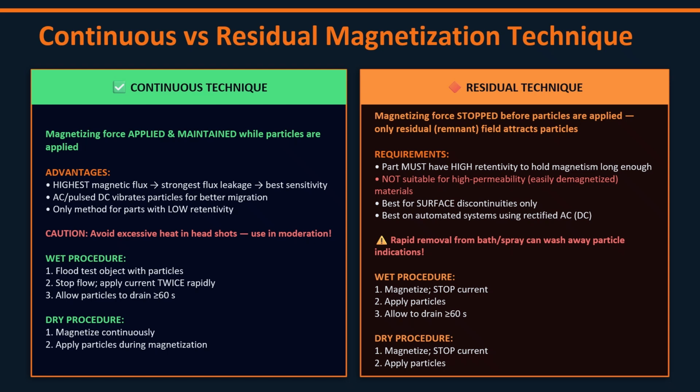In residual magnetization, the current is stopped before particles are applied. The particles are attracted only by the magnetism that remains in the component. This means the component must have sufficient retentivity to hold the field long enough for the indication to form. Residual examination can be useful in controlled automated applications, but it is not a universal shortcut. A low retentivity material may simply lose the field before the particles can respond. Remember the distinction: continuous means field and particle application occur together, residual means the field is removed before particle application.